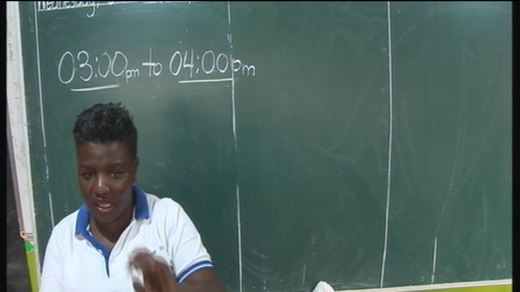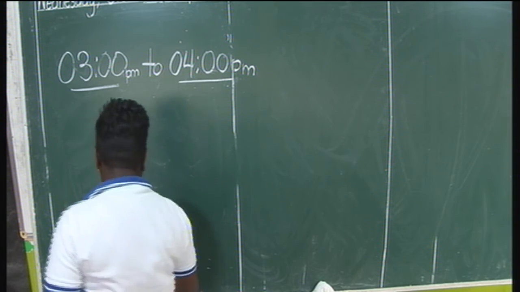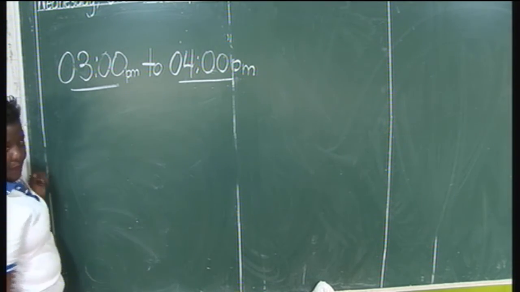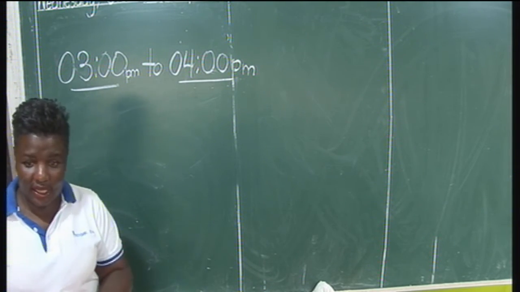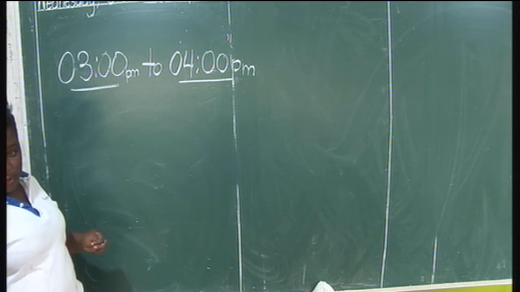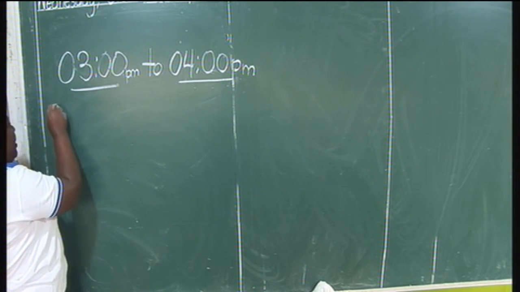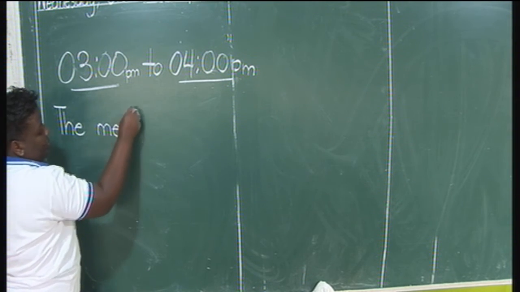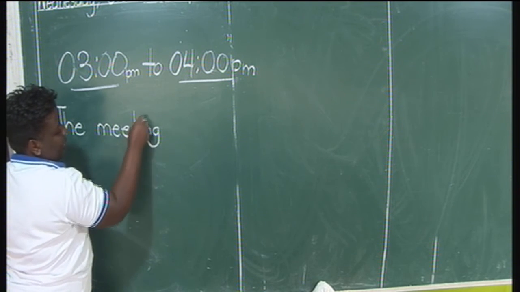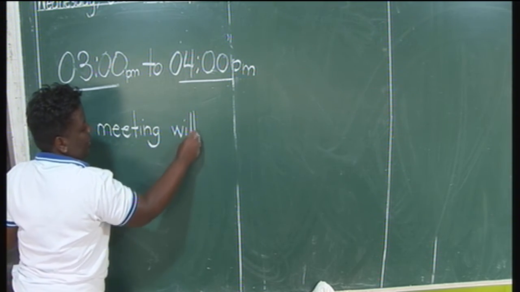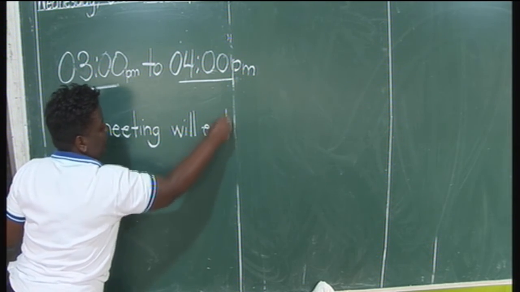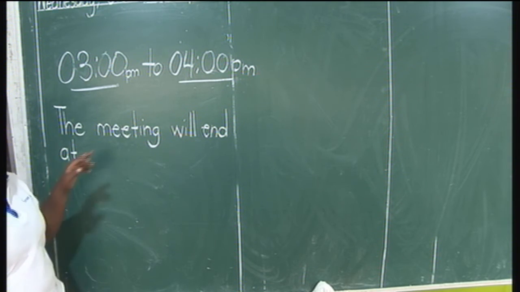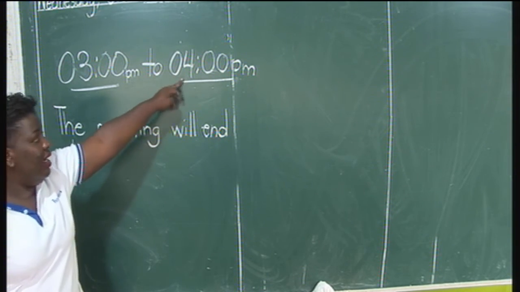But now there's something small we are going to change there. Instead of 4 p.m., everyone get a pencil. We write that sentence together. Kavya, get your pencil. I don't see you holding it. The meeting will end at, like she said, 4. That is correct. It will end at 4.